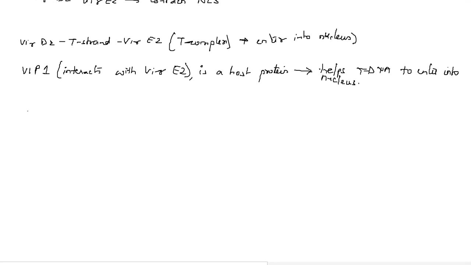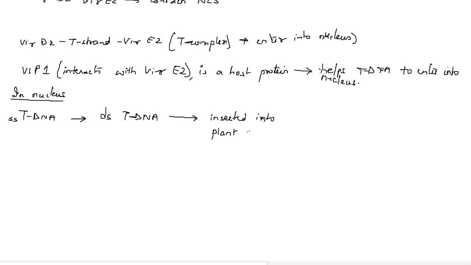Now, once this tDNA strand enters into the plant nucleus, what is going to happen? Once it's inside the nucleus, this tDNA will become double stranded. Single stranded has entered, it will become double stranded tDNA. And this double stranded tDNA will then be inserted into the genome of the plant.